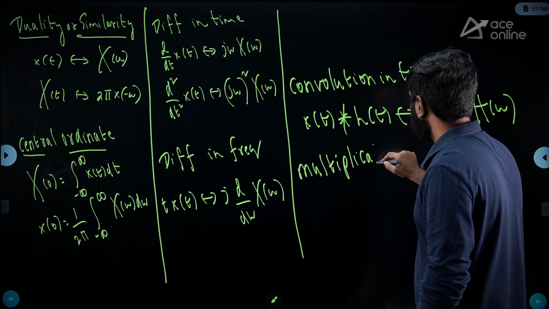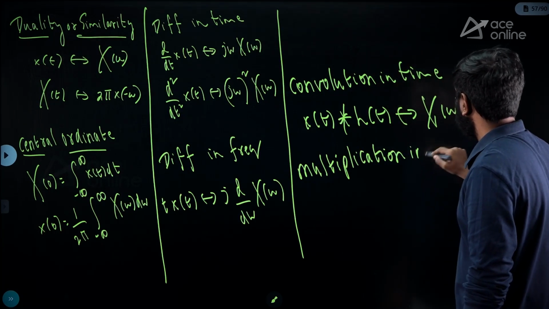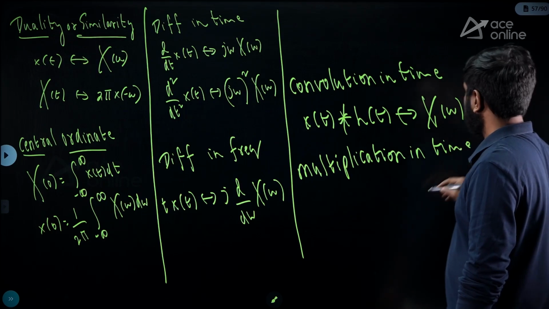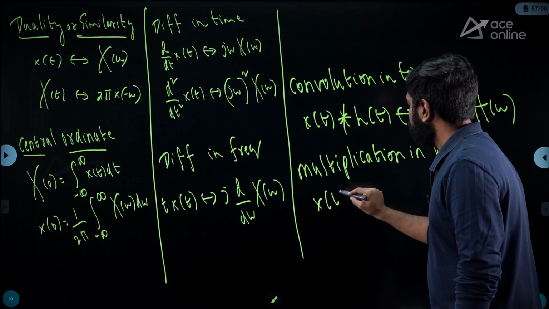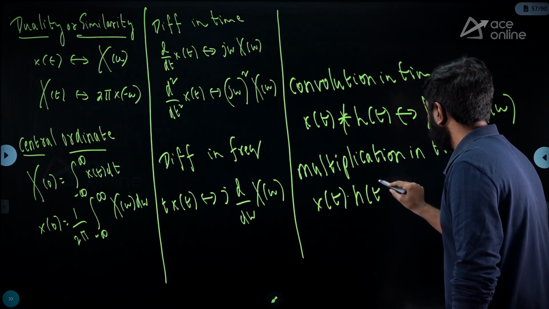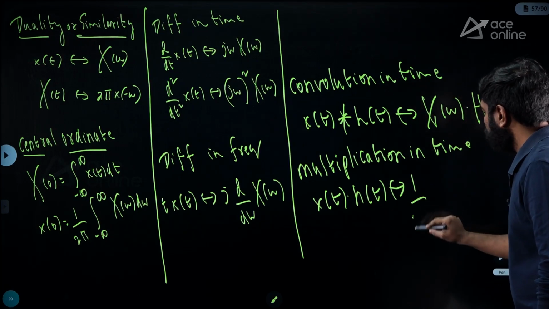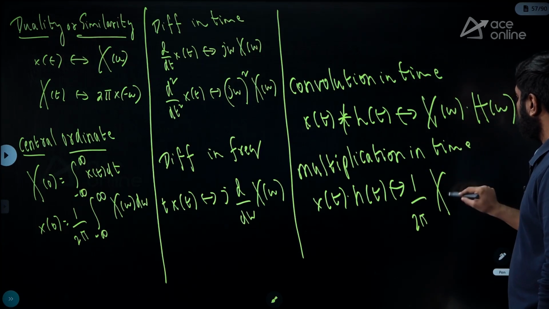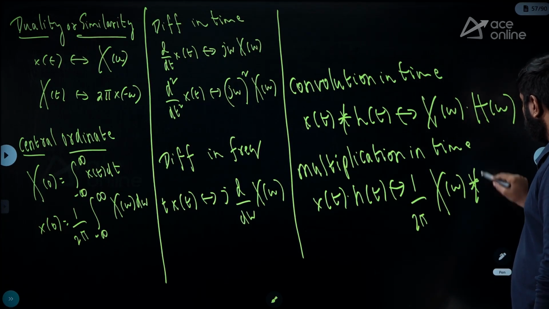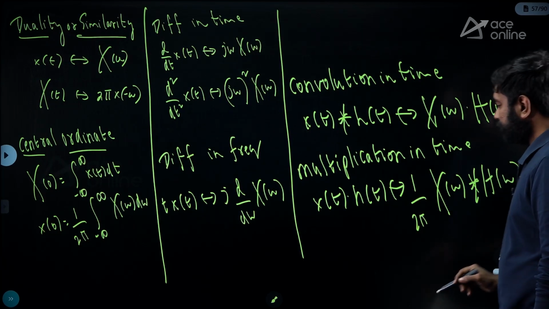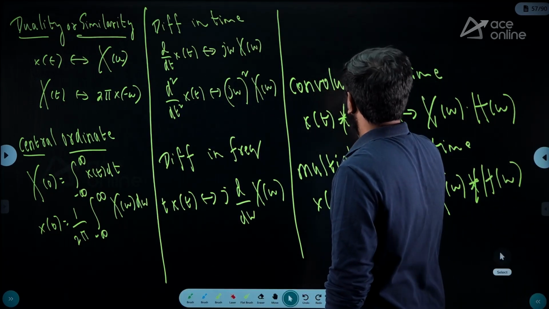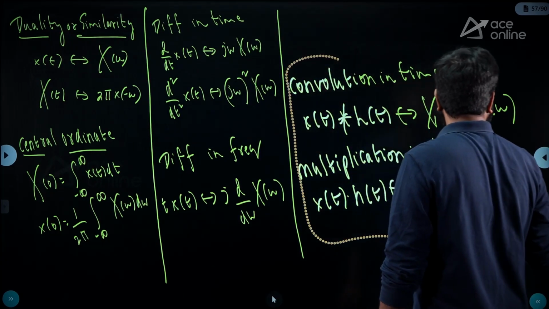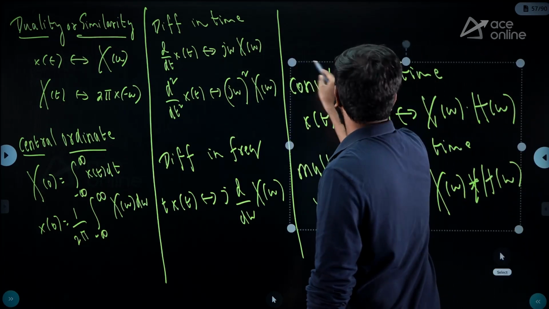So multiplication in time. So what does this say? The Fourier transform of x of t into h of t is 1 by 2 pi times X of omega convolved with H of omega. So there is one more property which can be clubbed here, that's called integration in time.